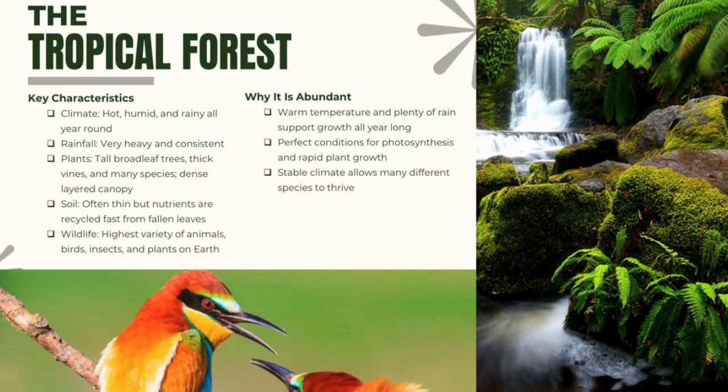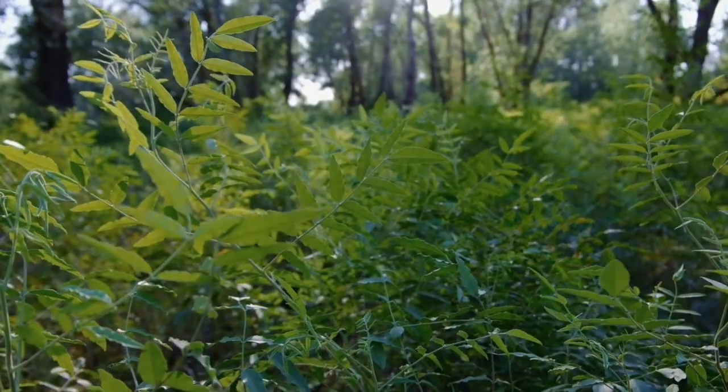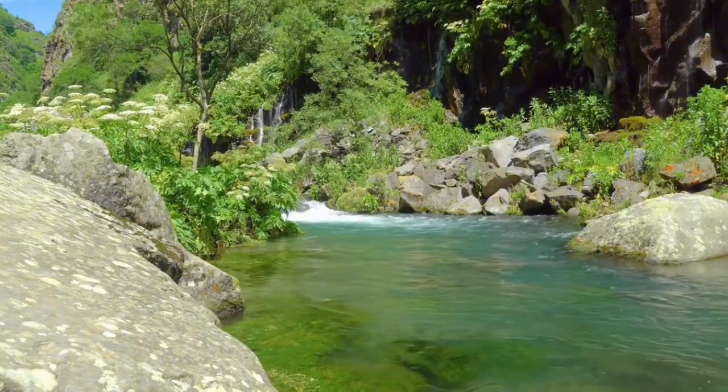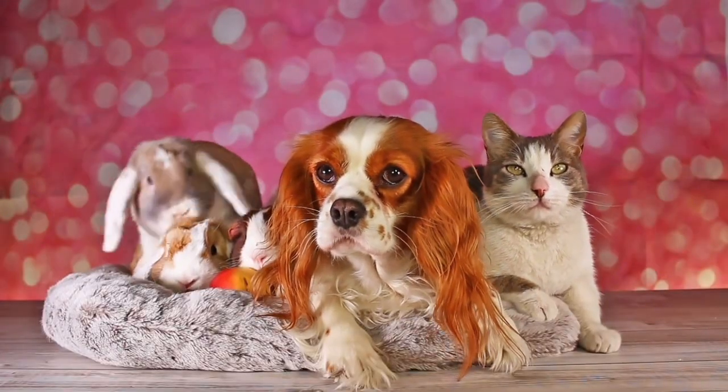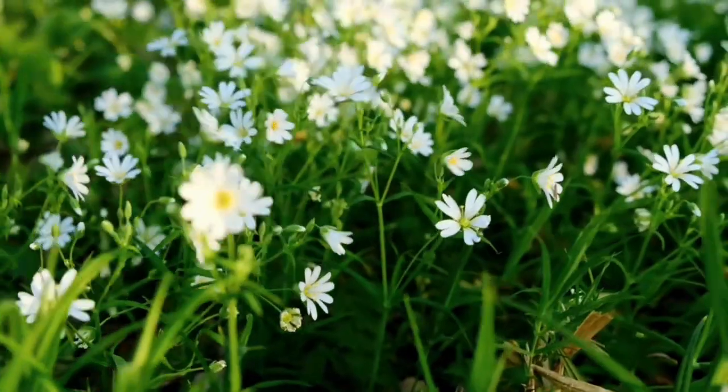Now, let us find out more about its key characteristics, starting with the climate. The climate of this forest is hot, humid, and rainy all year around. The temperatures do not drop low, and there is no long dry season. This means living things have steady conditions to grow and survive every month.